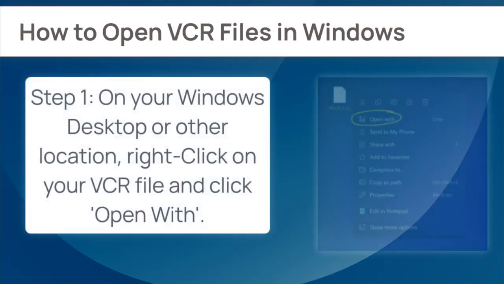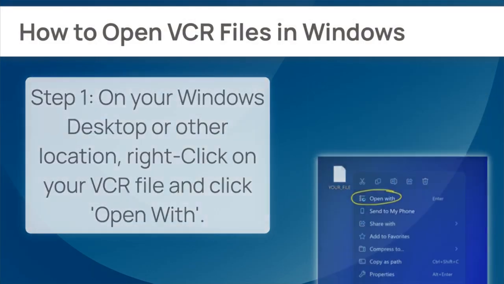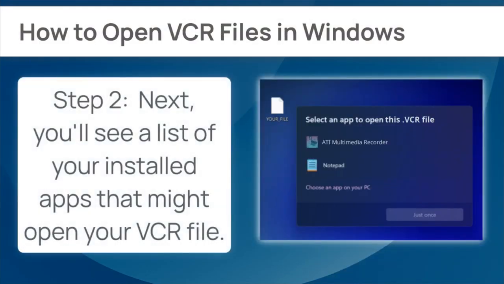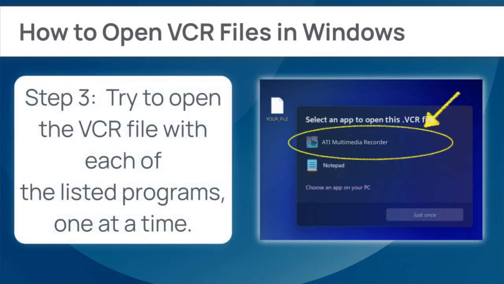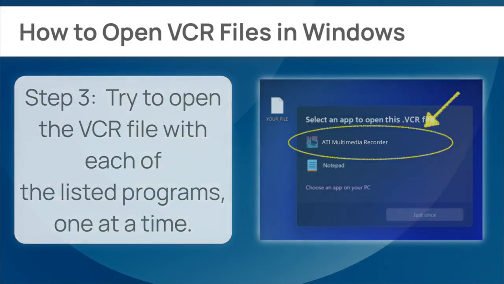Open the menu by right-clicking your VCR file and choosing Open With. Try ATI Multimedia Recorder first. If it's absent, select another program. This trial and error process is crucial for troubleshooting.